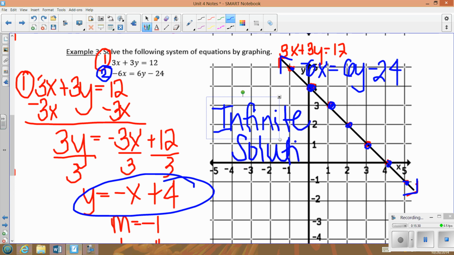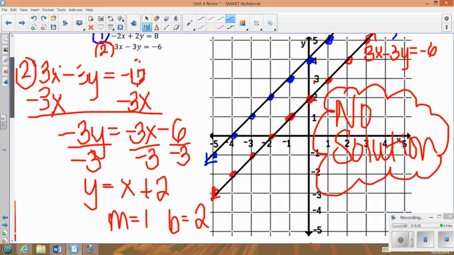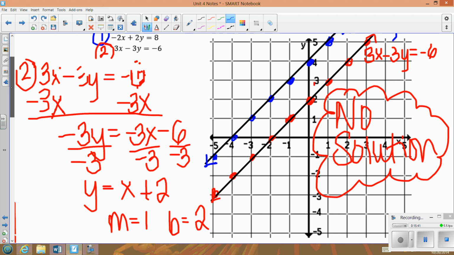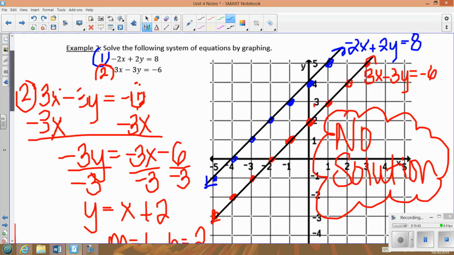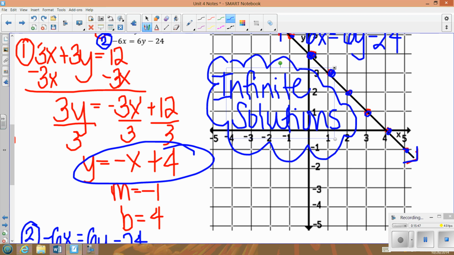So just keep in mind, infinite solutions are going to occur whenever you get the exact same line. Parallel lines are going to occur when the slopes are the same. Remember, both of these equations in this previous example had the same slope. And then if you don't have any situations where you either get the same equation or same slope, you just have two completely different equations, the lines will cross in some place.